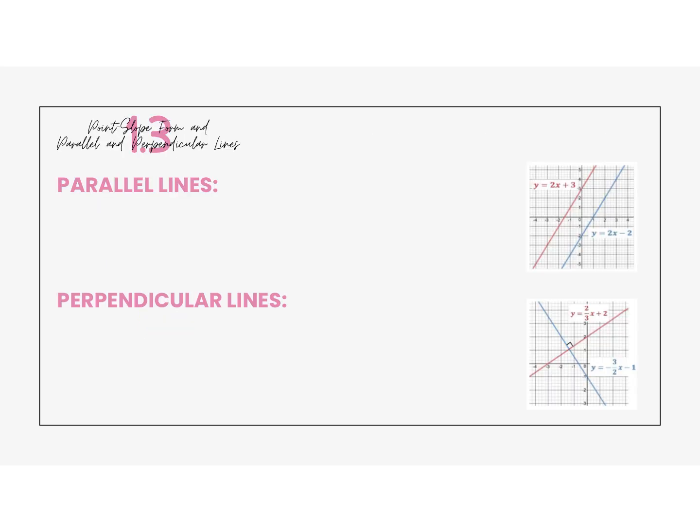Okay, so parallel and perpendicular lines, if we look at those, parallel lines mean that those 2 lines are never going to intersect. So when we talk about the slope of those 2 lines, the slopes are equal. So if I look over here, you notice that the slope here is 2, the slope here is 2, right? So they have the same slope, and that's how we know that those 2 lines are parallel.